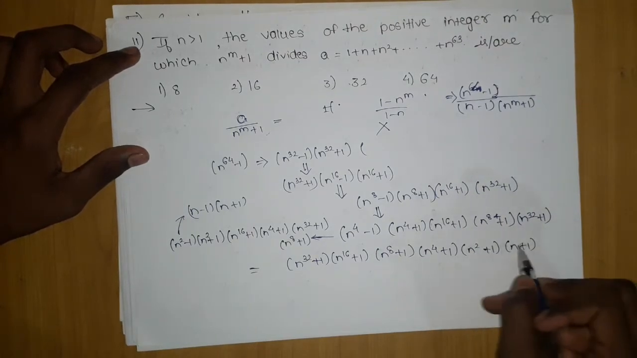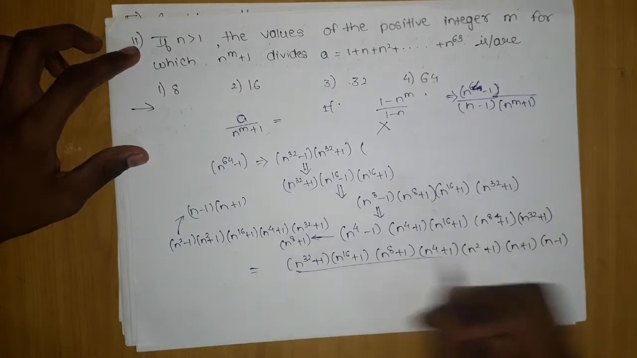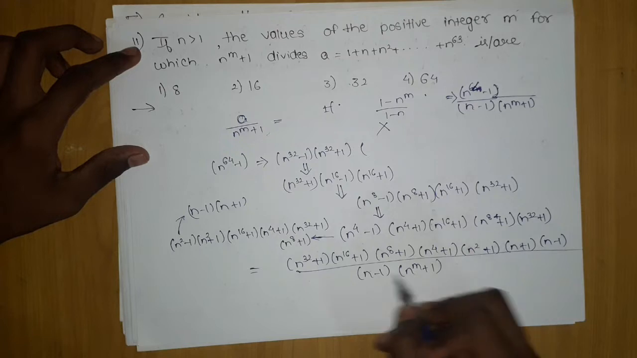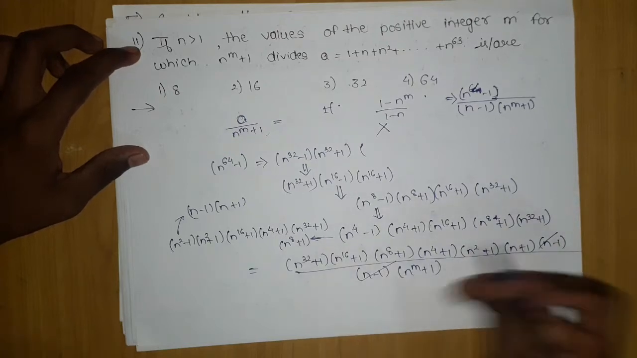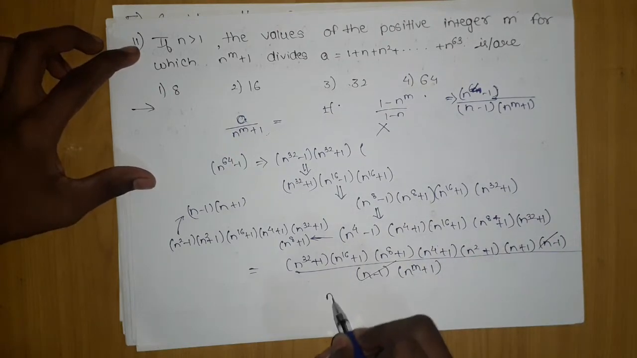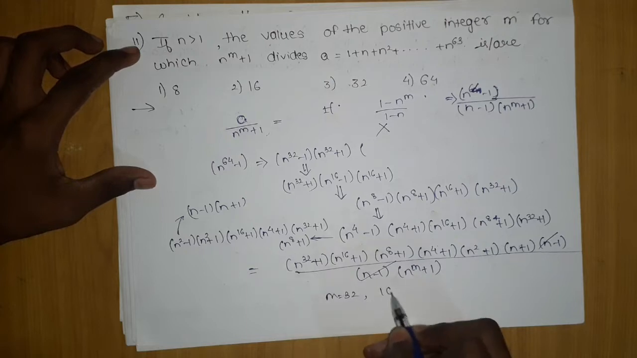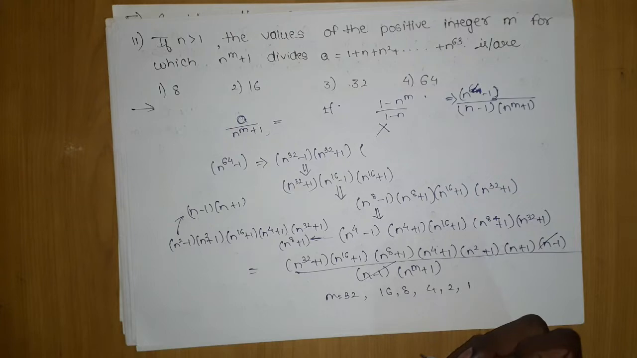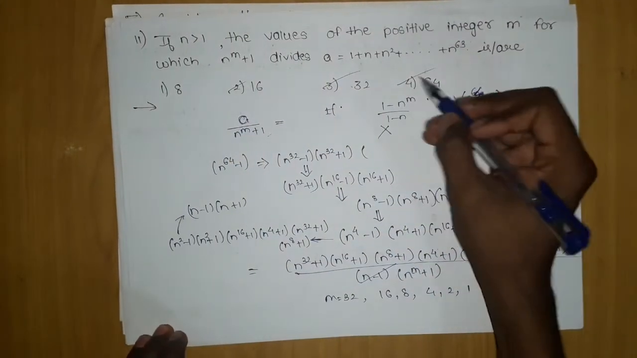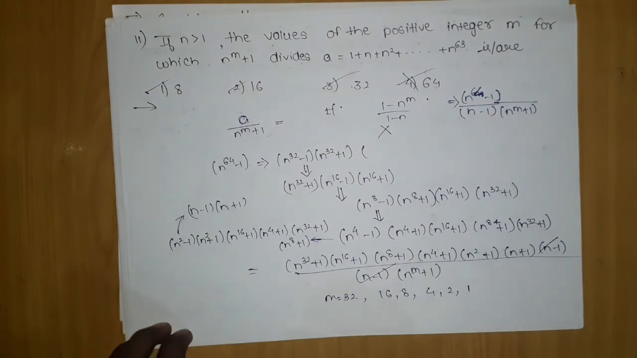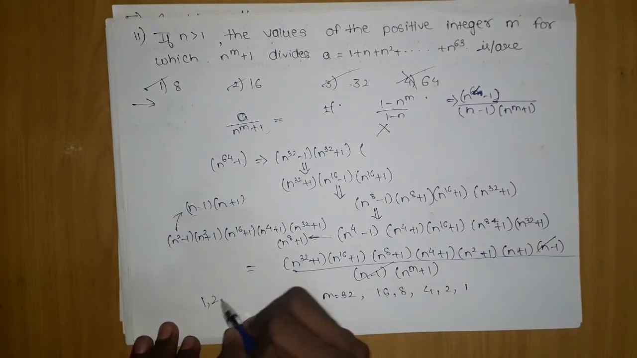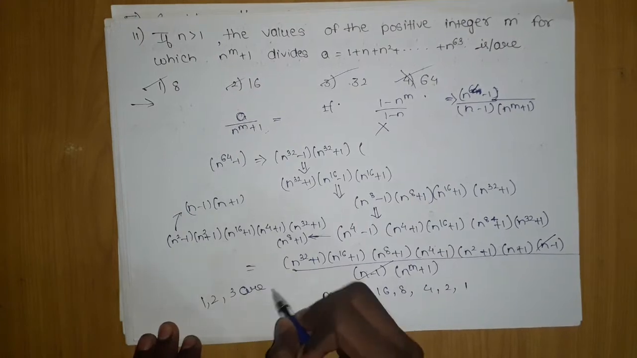So here n minus 1 will also be there, and the denominator n minus 1 is still there, and n power m plus 1. Okay, so this will cancel out. Now how can this be divided? This works if m equals 32, 16, 8, 4, 2 and 1 only. If these values are there, then it will divide: 16, 32, 64, no, 8 yes, 64 is not there. So 1, 2 and 3 are the answer.